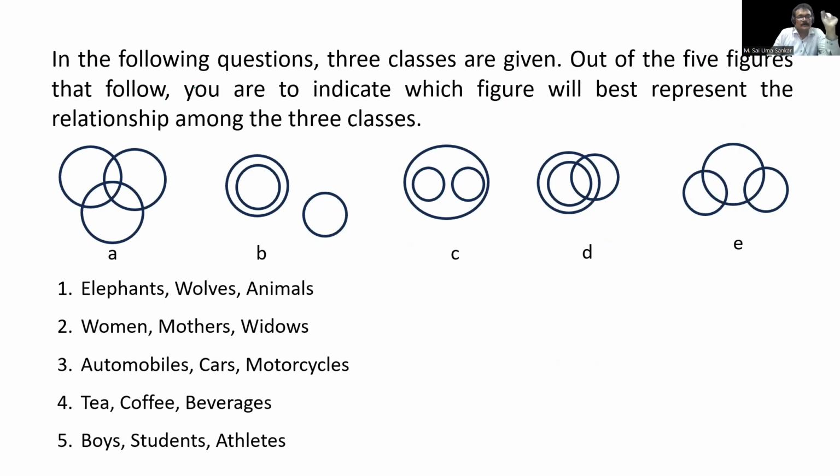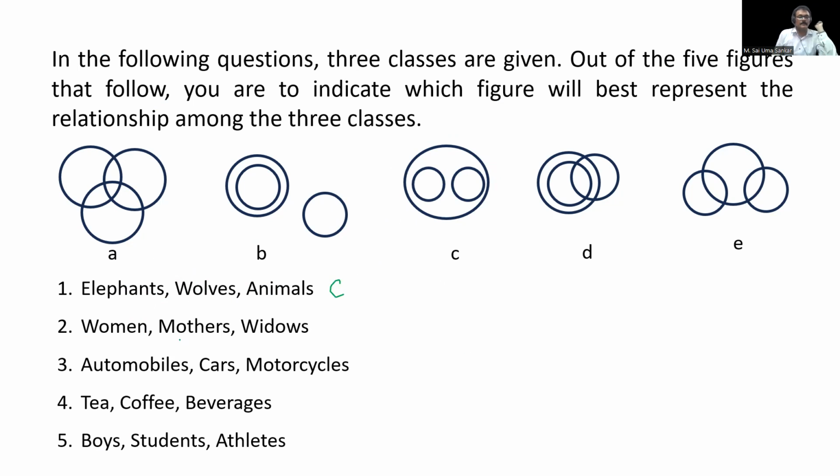See, in the following questions, 3 classes are given. Out of the 5 figures that follow, you are to find which figure best represents the relation among all these classes. See, elephants, owls, and animals. Here, elephants and owls, these two are disjoint. And all are animals. So, what is the answer? Option C is the correct answer.